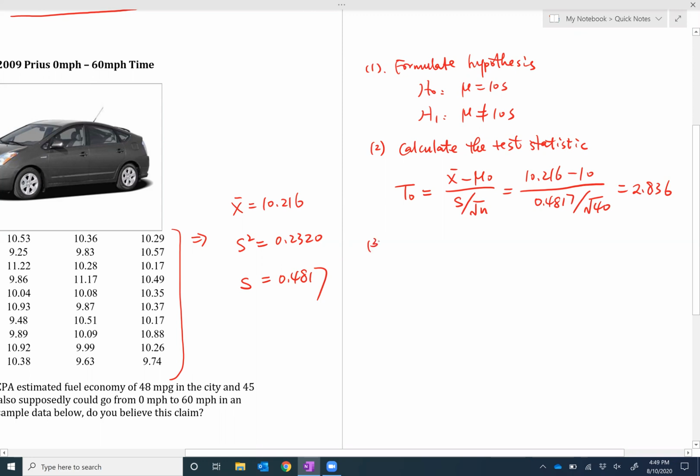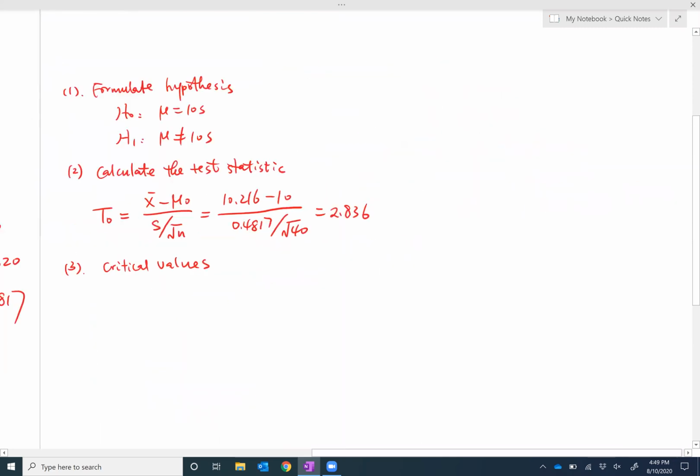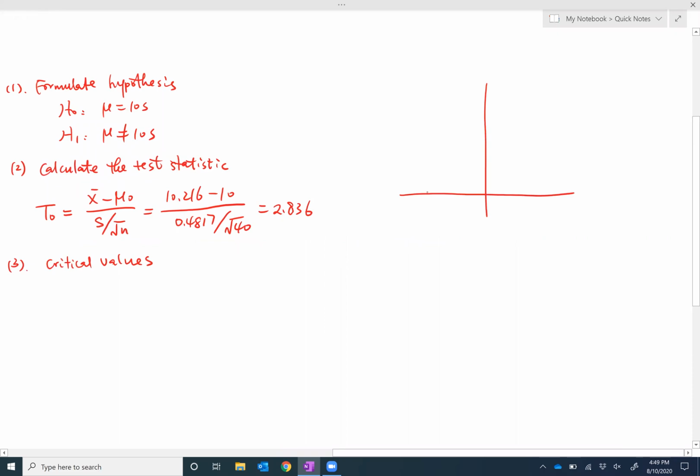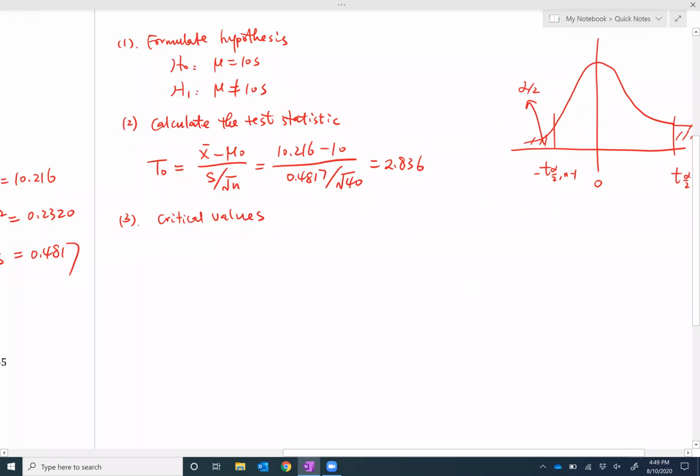Now, let's do the critical value approach. What is T alpha, the critical values? For this one, we still have the T distribution. The T distribution is also symmetric. You have 0, and now you have alpha over 2 on this side, and alpha over 2 on this side. This will be T alpha over 2, n minus 1, and then minus T alpha over 2, n minus 1. So what is T alpha over 2, n minus 1?